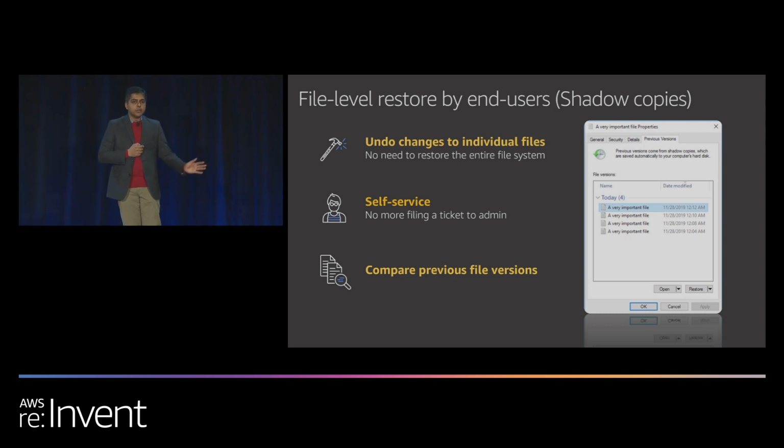And then in addition to backups, we also support file-level restores by end users. So end users can undo changes to individual files or undo deletes, things like that. There's no need to even go to your admin and file a ticket. The end user does it by themselves, like this screenshot shows. You just use the Windows native GUI to right-click on a file, say properties, and then recover a specific previous version.